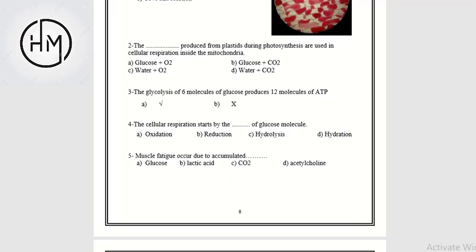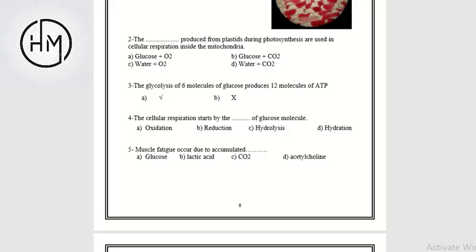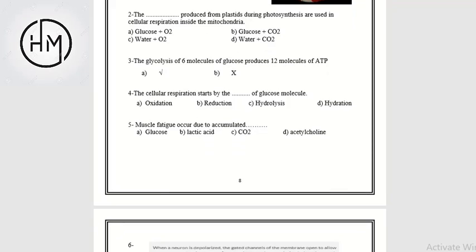3. The glycolysis of 6 molecules of glucose produces 12 molecules of ATP. Right or wrong? Right, because here it talks about anaerobic respiration. 4. The cellular respiration starts by the what of the glucose molecule? Try to answer this question by yourself and send the answer to me.